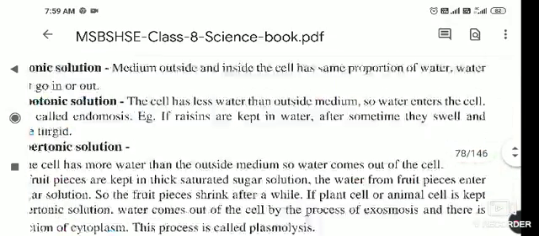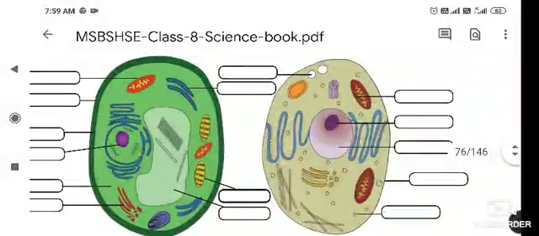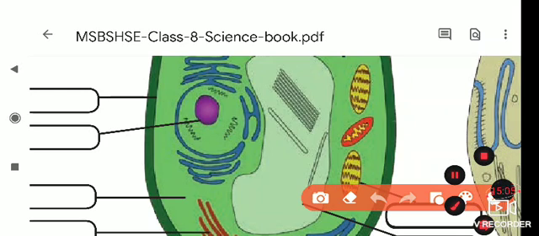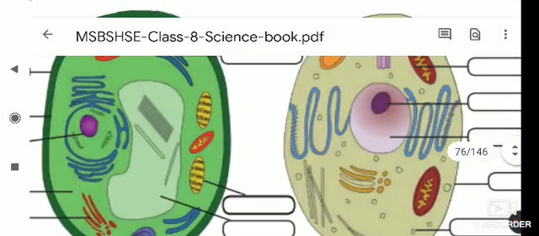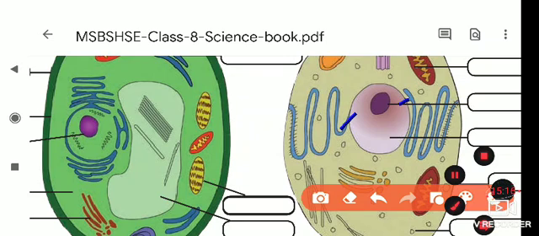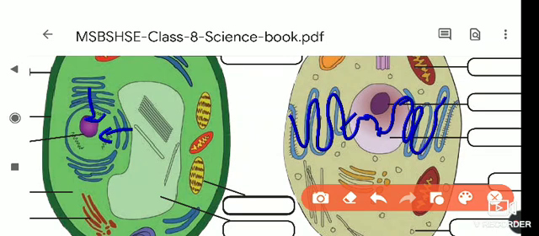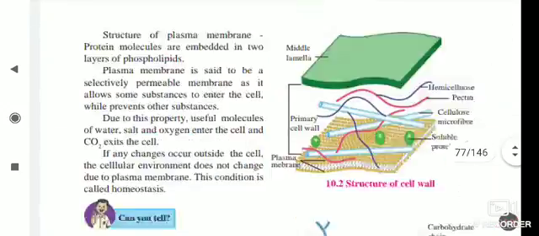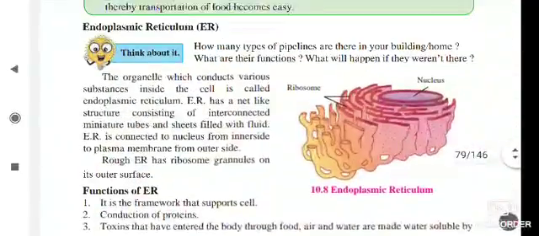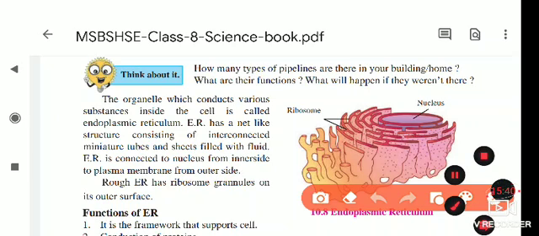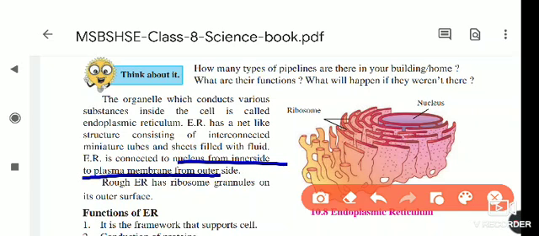In the above figure also I will show you how it is connected to the nucleus. If you see here, you will notice that they are connected to the nucleus. Here is a connection, here also, and here also. Through this, the useful material enters inside the nucleus. It is connected with the inner membrane of the nucleus from the inner side, and the plasma membrane from the outer side.